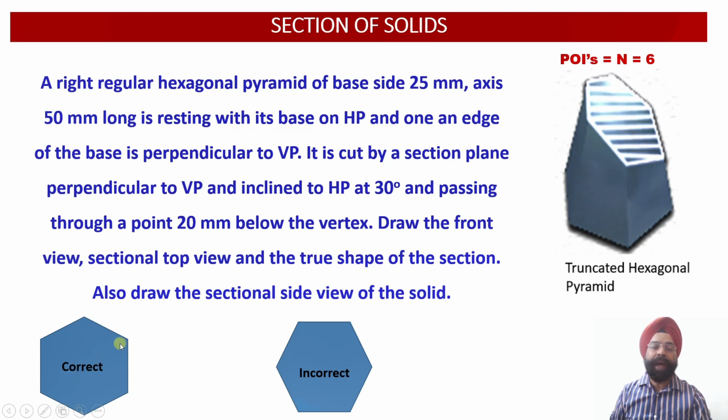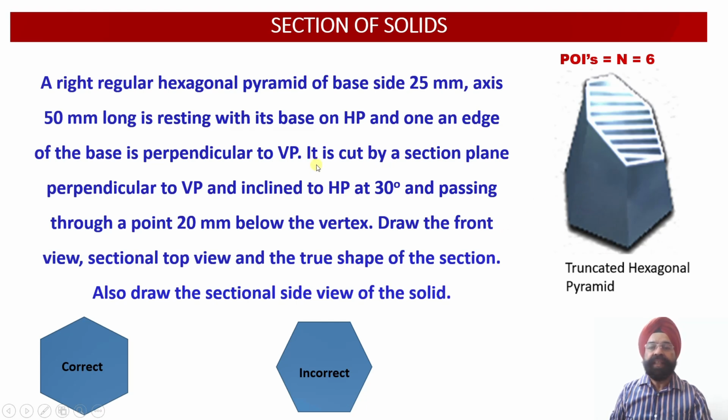So we have to go by this orientation of the hexagonal base, so that one of the edges, you see, in this case none of the edges of the base happen to be perpendicular to the vertical plane, whereas over here two edges happen to be perpendicular to the vertical plane. So this is the orientation of the hexagon which we are going to draw in the top view corresponding to the base of this hexagonal pyramid.